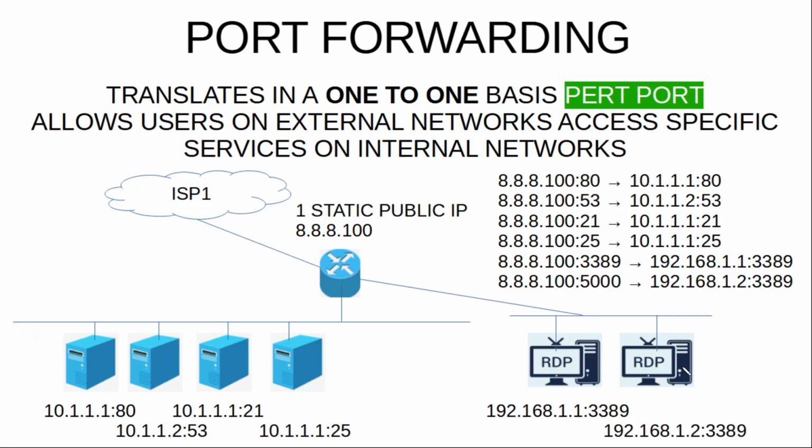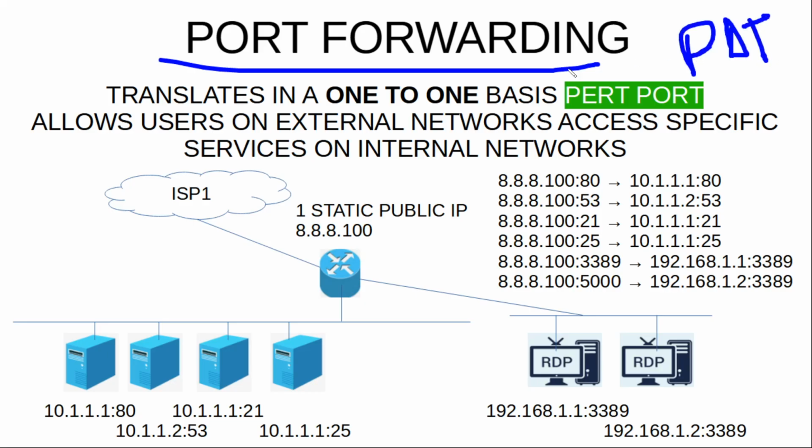Now, the final option for NAT that we're going to talk about in this session is port forwarding. Port forwarding is also using PAT. In this case, you only have one static IP address. Remember that you have several options with your ISP. You can buy a dynamic public IP address.